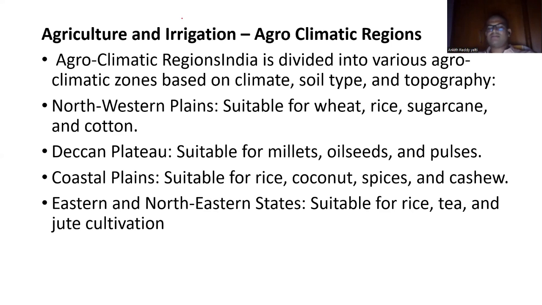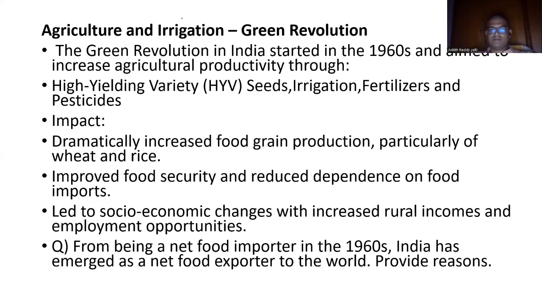Coming to the Deccan Plateau region, it is more suitable for millets, oilseeds, and pulses because of the availability of rainfall. If we move to the coastal plains, especially the eastern coastal plains are known for rice cultivation. The western and eastern coastal plains are known for coconut, especially Kerala is known for spices, cashew, and all. Northeastern states are known for rice, and also for tea and jute cultivation. So based on this, we can divide into agroclimatic regions.